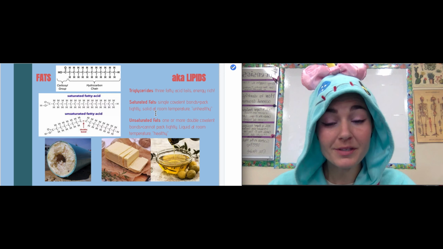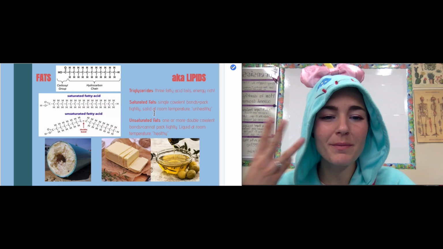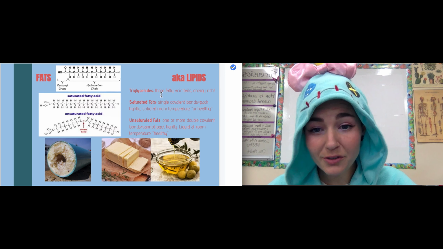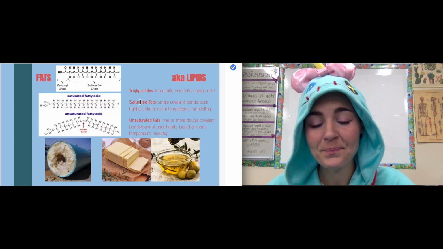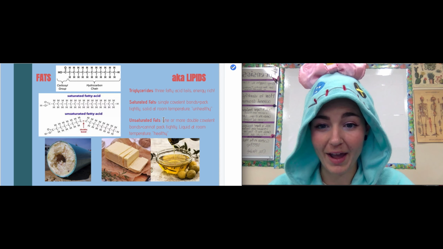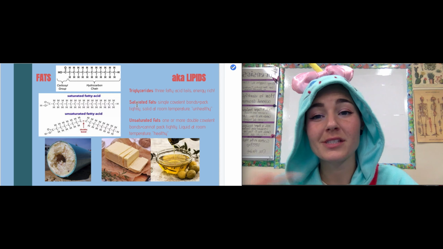So in terms of lipids in the body, there's 3 main things that we need to know. Triglycerides are 3 fatty acid tails, so those have a lot of energy in them. And then there's what's known as saturated fats and unsaturated fats. So saturated fats are a single covalent bond, and they pack really tightly together. They're solid at room temperature, and they're normally considered unhealthy.